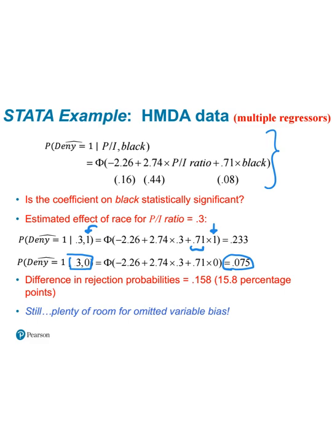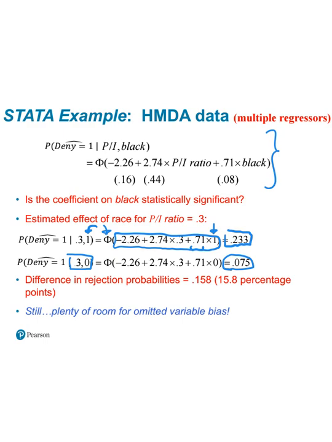Again, we cannot simply look at this coefficient and say that a black applicant is 71% more likely to be denied. That would be true if we had our coefficients entering in a linear fashion, but again, they're not. They first have to go through the cumulative standard normal table. So what we do instead is we plug in the values that we have, we update our z-value, and we evaluate it according to this table in the appendix, and we find that this probability is 0.233. So what that says to me is for an applicant who's black and who has a PI ratio of 0.3, their likelihood of being denied this mortgage loan is just north of 23%.